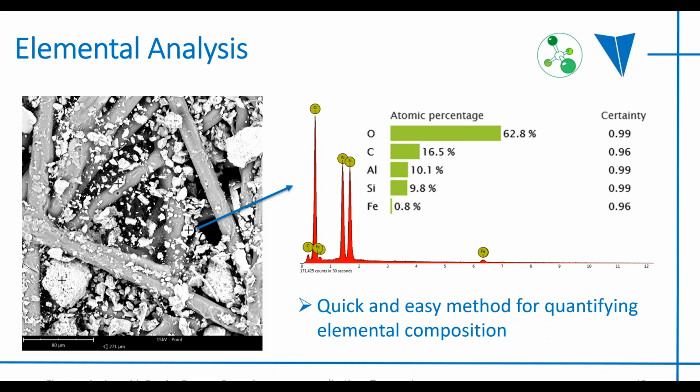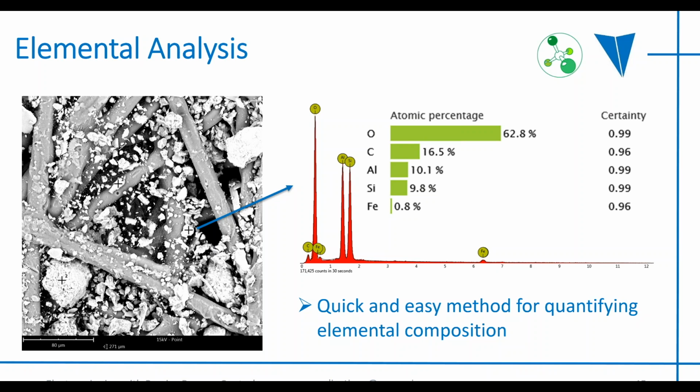Lastly, but not least, all the Phenom SEMs can also be equipped with an EDS detector. So this is basically an energy dispersive X-ray spectrometer that you can use to basically use the electron beam to excite X-rays from a location in the image. Basically, every element on the periodic table produces a unique signature of X-rays, and so you can use that X-ray spectra to quantify the elemental composition of what's on the surface.